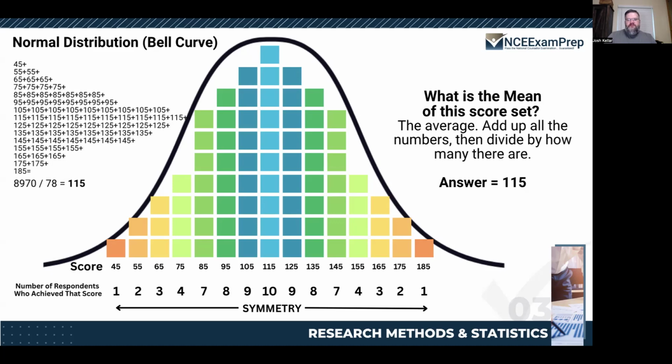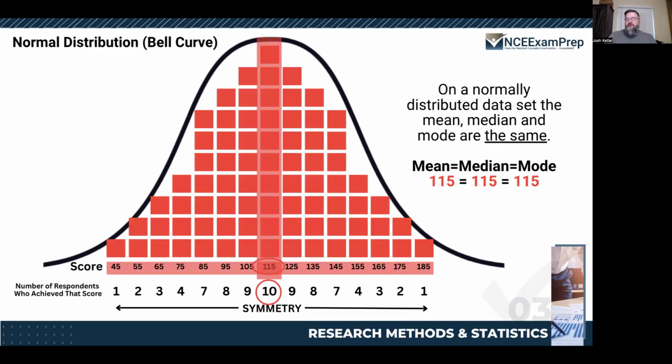You may have noticed that in all of the normal distributions, the mean, the median, and the mode were all the same. And that's how we know it's a normal distribution on a bell curve: the mean score, when we add up all the scores and divide by the number of scores, is 115 on this one. The median, meaning the middle score, was 115. And the mode, the score that occurred most, was also 115. On any normally distributed bell curve, that's going to be the case: the mean, the median, and the mode are the same.